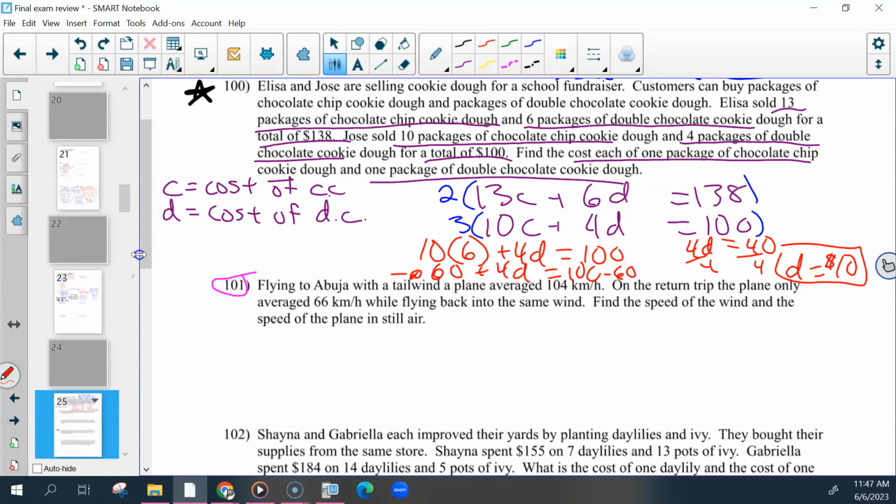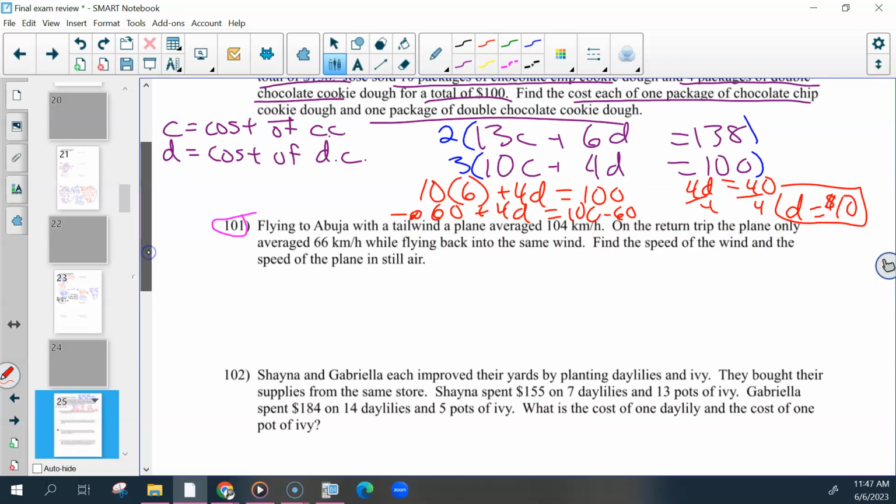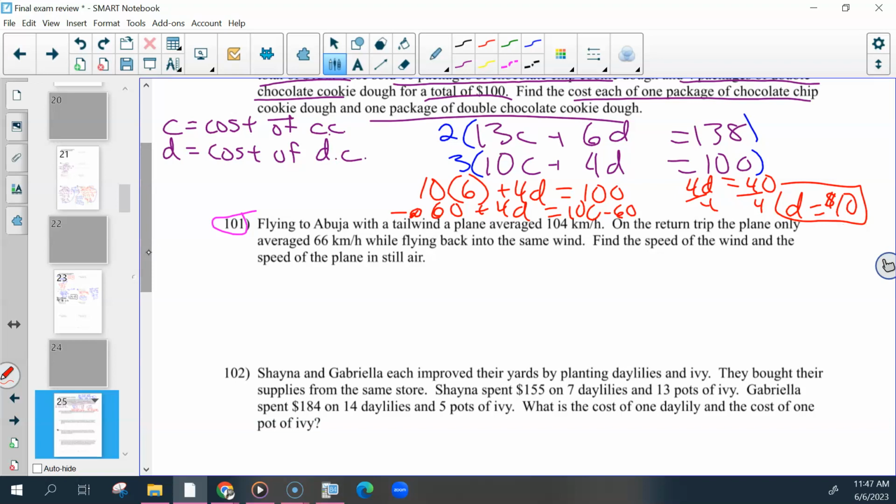Depending on your word problem, it may make less sense for one thing to be more than the other, so pay attention to that. This one, it doesn't really matter. I guess double chocolate is more of a rarity, so it costs more. Do you have any questions on that one before we do one of them?